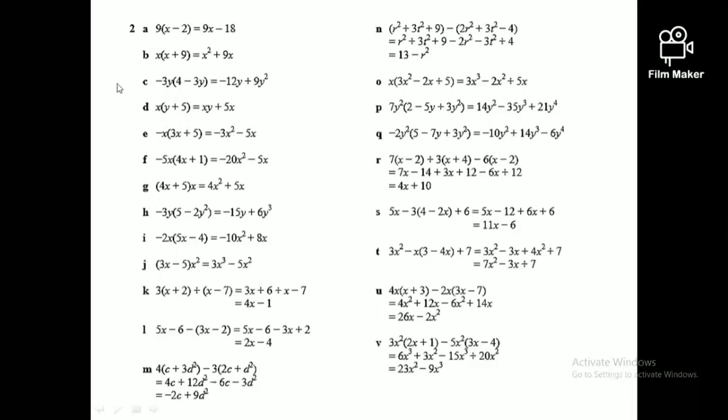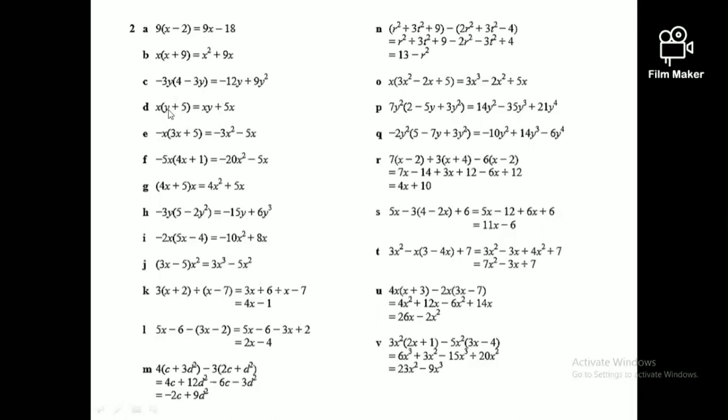Then if you operate this, minus 3y into 4 is minus 12y. Minus 3y into minus 3y is minus minus plus, 3 into 3 is 9, y into y is y squared. So your final answer becomes minus 12y plus 9y squared, right? If you come across this question, x into y is xy, x into 5 is 5x. Therefore, your final answer is xy plus 5x.